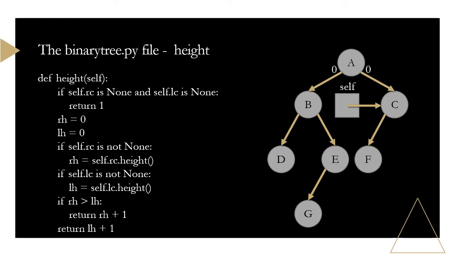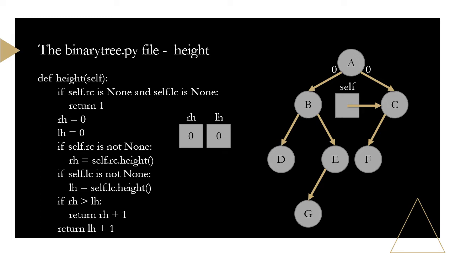Again start from the first line of the code. C is not a leaf. Set RH to 0 for C. Set LH to 0 for C. Is there a right child for C? No. Is there a left child? Yes, the node containing F.